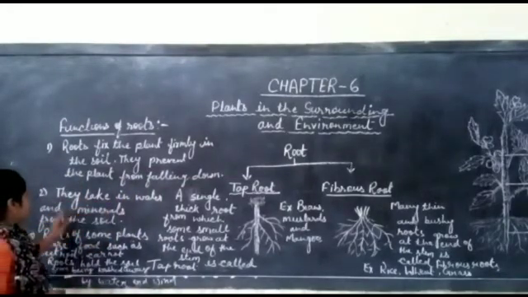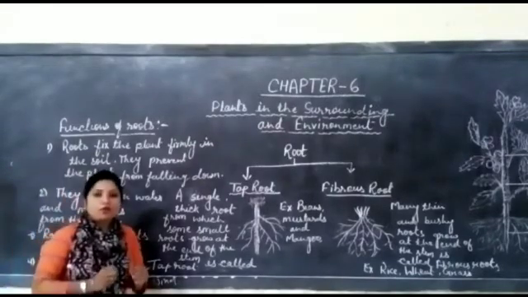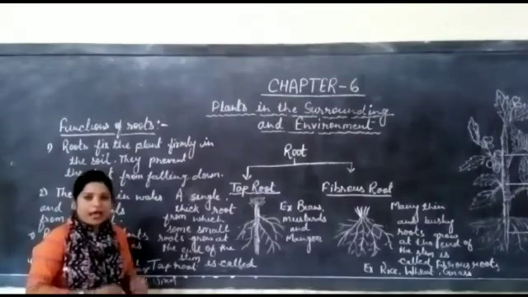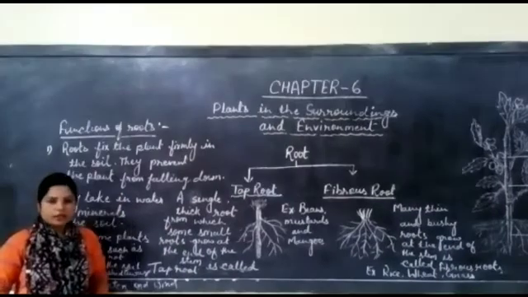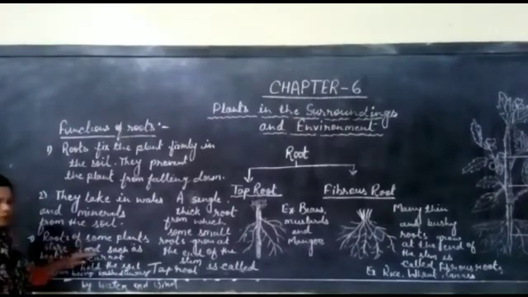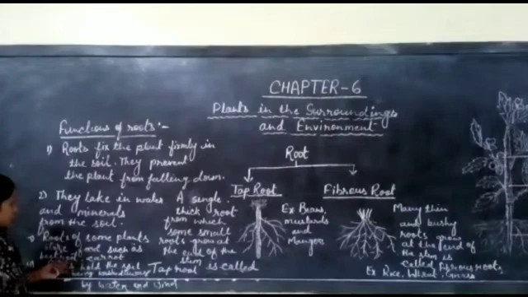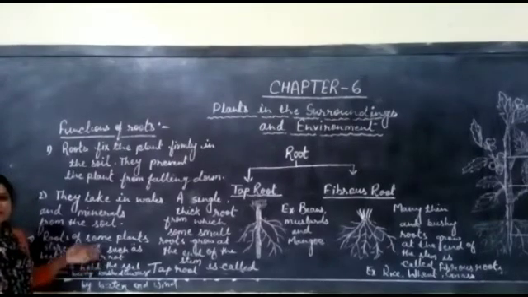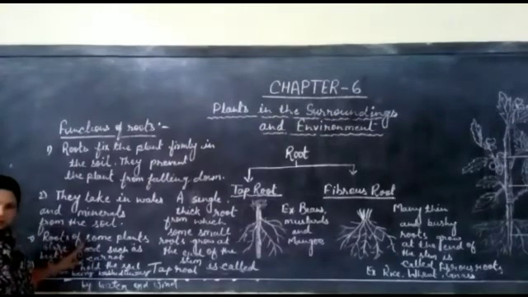They take in water and minerals from the soil. It means roots absorb the water and minerals from the soil and pass them to the stem and other parts of the plant for making food. Let us see function number 3. Roots of some plants store food. It means the roots of some plants store food, like carrot, radish and beetroot, and these foods we use in our daily life. So this is a very important function of the root.